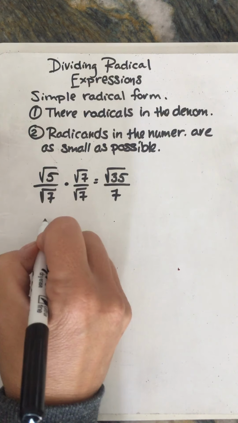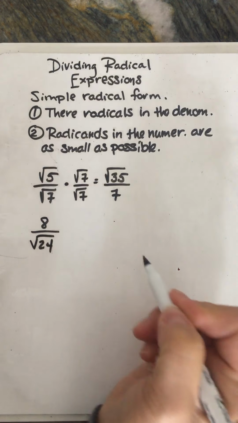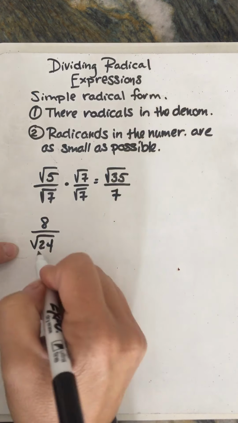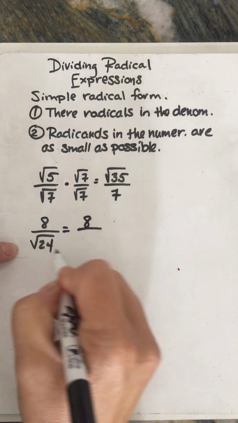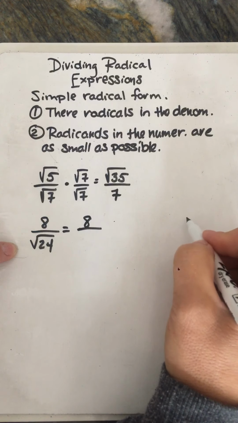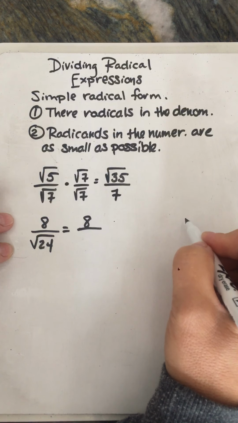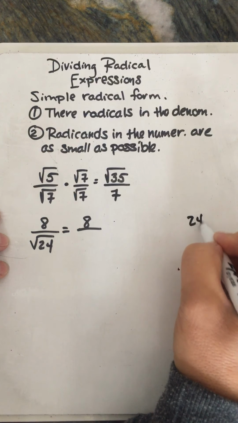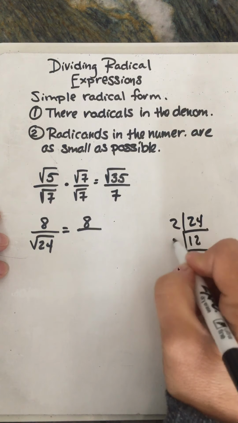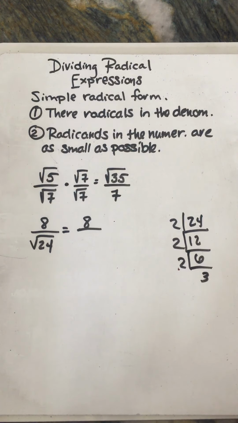Okay, so let's take a look at something like 8 divided by the square root of 24. Again, we have a radical in the denominator, and it's not simplified either. So let's simplify this guy first. 24 written in prime factorization would be, I have to do it by hand, 2, 12, 2, 6, 2, 3. So 2 times 2 times 2 times 3.